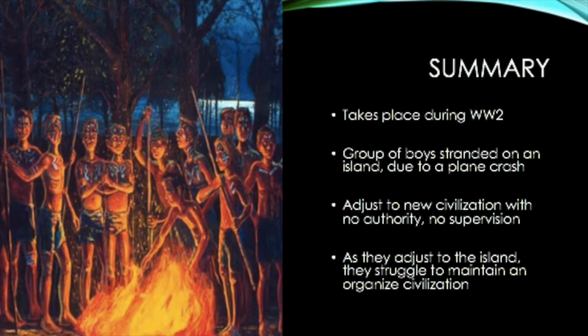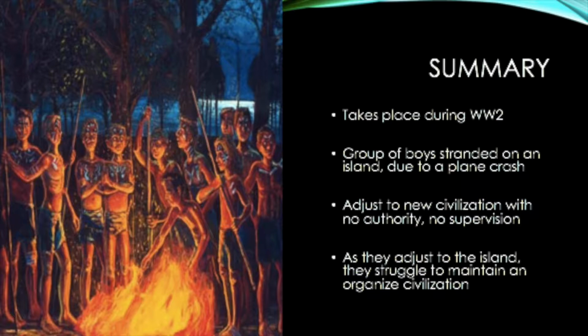First off, the story takes place in World War II, where schoolboys were fleeing England because of the threat of bombs. However, their plane crashed and they end up stranded on an island somewhere in the Pacific. They were young schoolboys who were unfamiliar with the environment around them, and they had to start a new civilization as they began to adjust their life with no supervision and no authority, other than the threatening land.